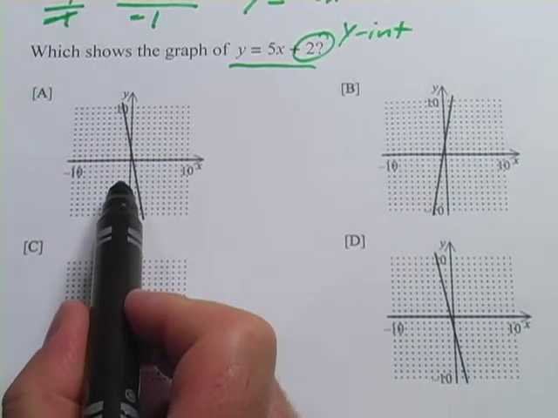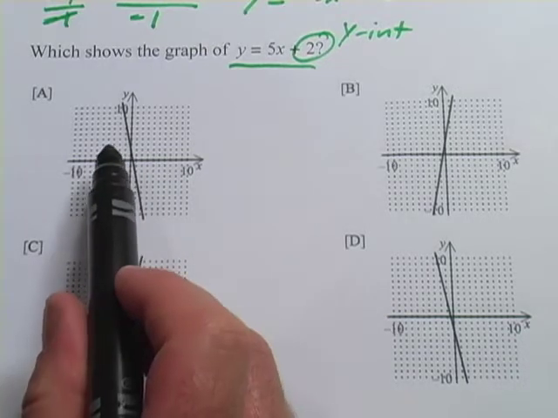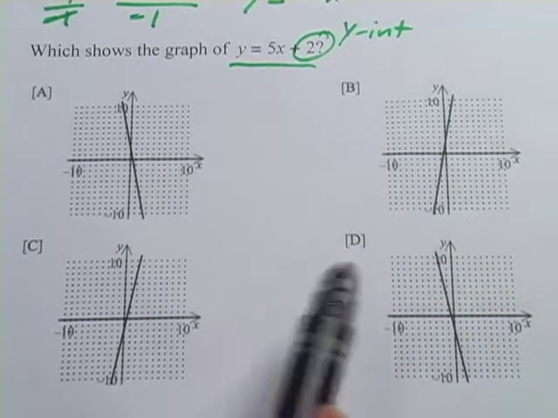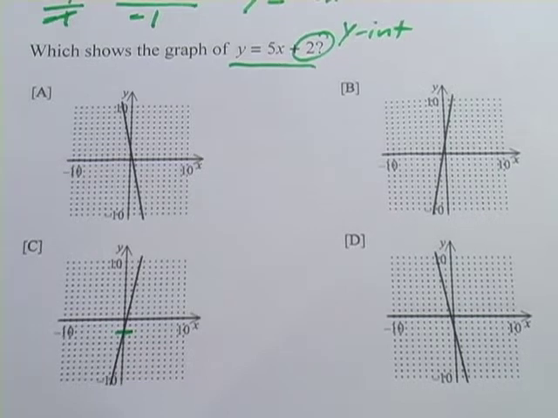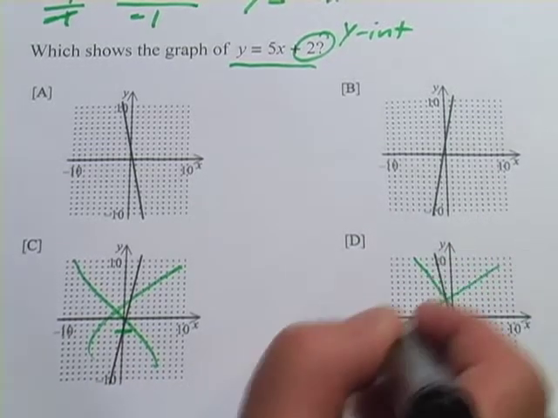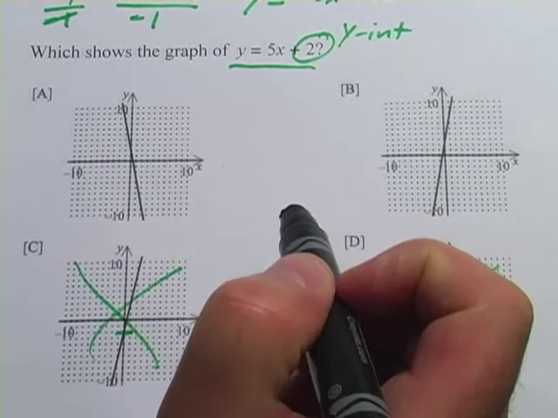It looks like in A it probably does. It crosses that line a little bit above the x-axis, so it's at positive 2. This one looks like it crosses at positive 2 as well. This one looks like it crosses down here at -2, so this is not it. Same with this one. Crosses at -2. So we've already got this narrowed down just by looking at the y-intercept.